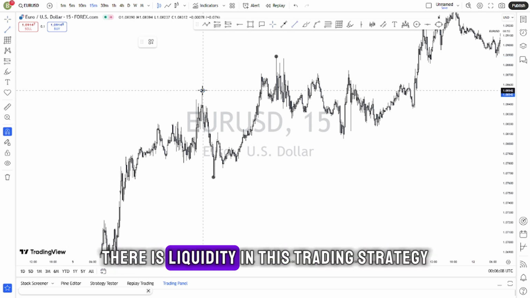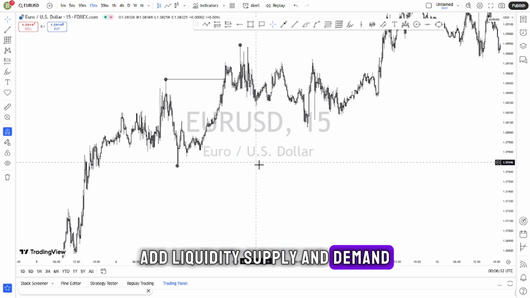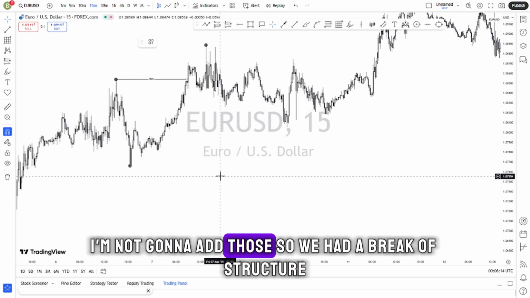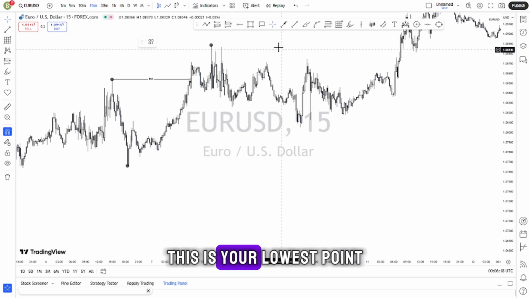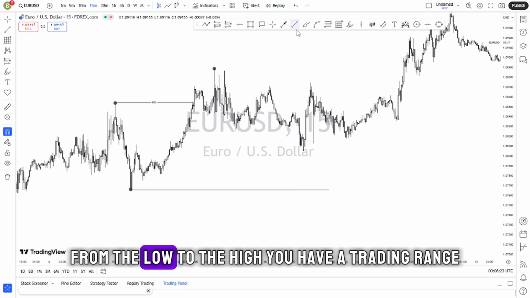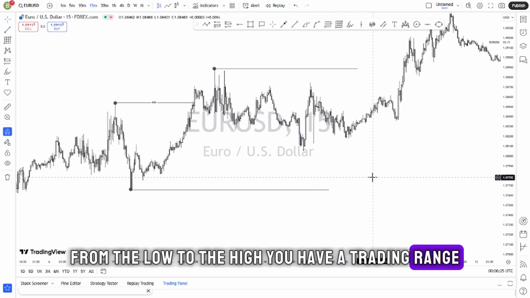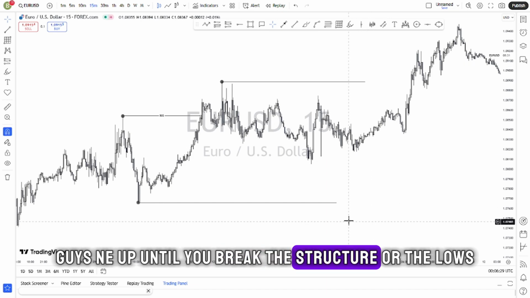Like I said, there is liquidity in this trading strategy. You add liquidity, your supply and demand, but in this video I'm not going to add those. So we had a break of structure, then this is your highest point, this is your lowest point. This means that this is your trading range. From the low to the high, you have a trading range. Whatever is within here is internal, guys, up until you break the structure or the lows.